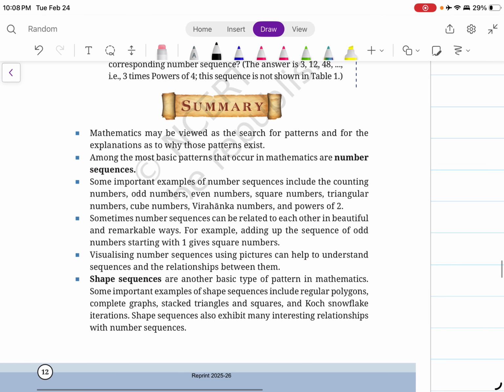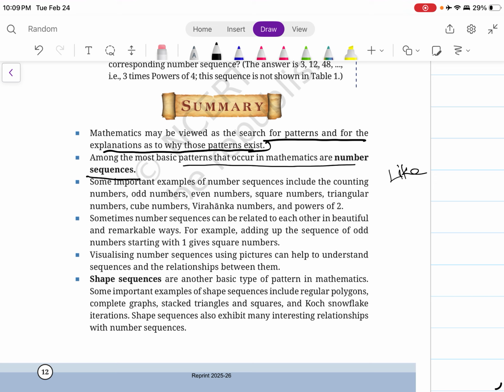So now we are coming back to the summary. Mathematics is viewed as the search for patterns and explanations of why those patterns exist. Among the most basic patterns that occur are number sequences. Okay, some important examples of number sequences include the counting numbers, odd numbers, even numbers, square numbers, triangular numbers, cube numbers, Fibonacci numbers, and the powers of 2. Sometimes number sequences can be related to each other in a beautiful and remarkable way.